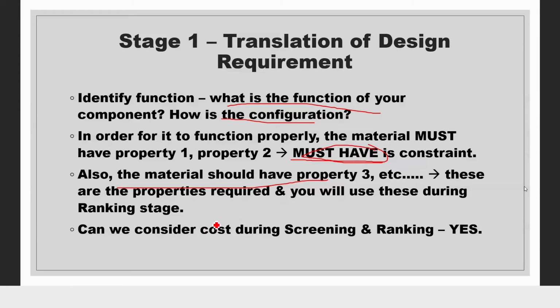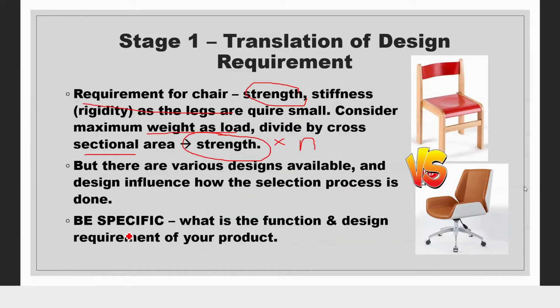Boleh tak kita consider cost di sini? Boleh? Okay. During ranking, screening pun boleh consider cost. Cost ni you boleh consider di mana? You boleh consider stage 1, stage 2, stage 3. You boleh consider cost. Depending on component. Okay. So ni saya repeat ya. You have to be specific. You nak design kerusi macam gini ke? You nak design kerusi macam ni?